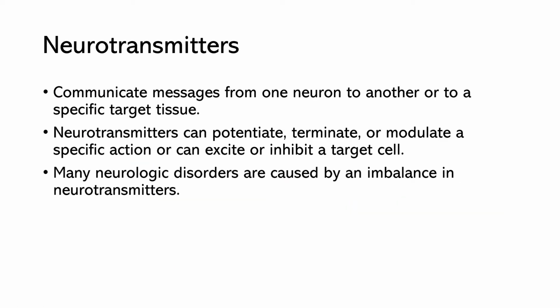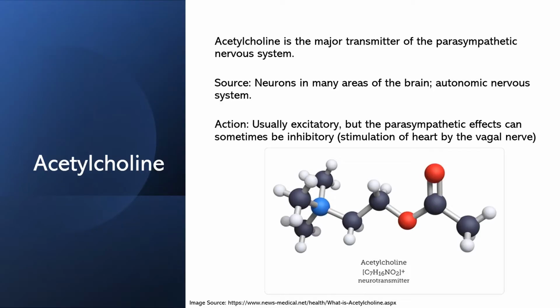Neurotransmitters are chemicals that communicate messages from one neuron to another or to a specific target tissue. Neurotransmitters can potentiate, terminate, or modulate a specific action, or can excite or inhibit a target cell. Many neurologic disorders are caused by an imbalance in neurotransmitters.